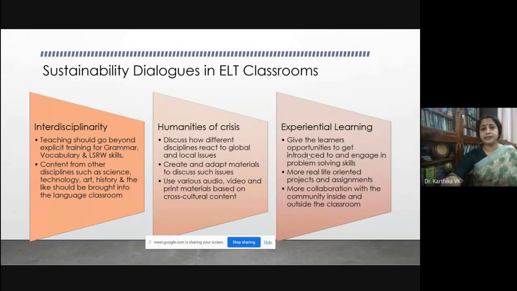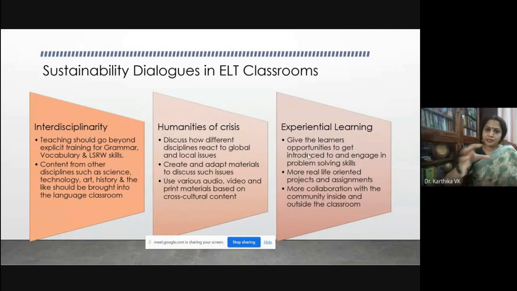So we need to give the learners opportunities for engaging in problem solving skills and more real life oriented projects and assignments. Rather than asking them to write an essay, you have to make sure that there is a challenge for them and they cognitively engage with that challenge, not only in linguistic terms, but also in terms of its social value. So when you do that, you are actually being an ethical teacher who is very much doing her or his duty to the world as well as to the classroom.